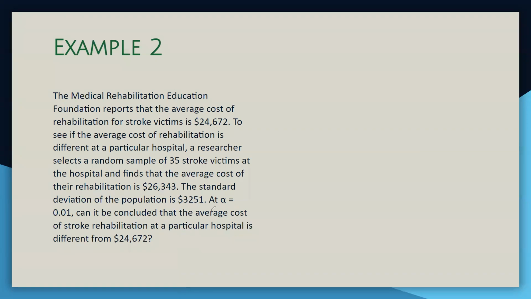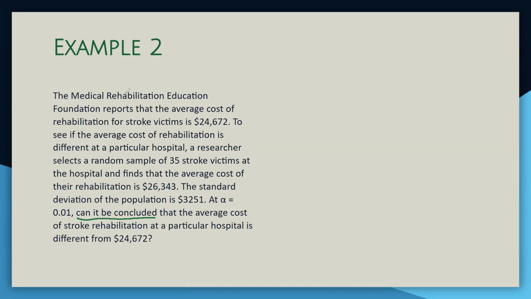So this problem looks a little bit different than the last one in that the last sentence says at alpha is 0.01, can it be concluded? They didn't say test the claim, they said, can it be concluded? That's another way they're going to phrase problems that are asking for a hypothesis test. So that's another key phrase to keep an eye out for. Next step, we're going to go through this problem. We're going to pick off the wording.